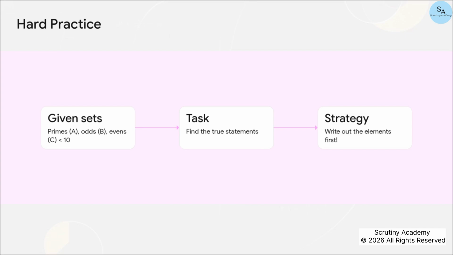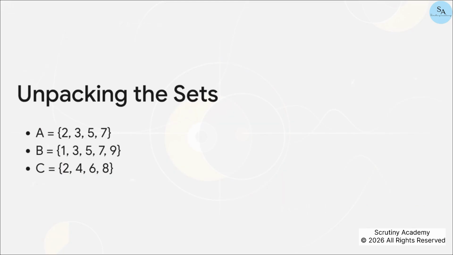Now, step 3 is the absolute secret to never failing these. Do not try to solve this in your head. The biggest mistake students make here is rushing. You literally must write out the elements first. Let's unpack them together. What are the prime numbers less than 10? Set A is 2, 3, 5, 7. What are the odd numbers less than 10? Set B is 1, 3, 5, 7, 9. Evens less than 10? Set C is 2, 4, 6, 8. Look at how much easier the problem becomes the second you make the numbers visible.